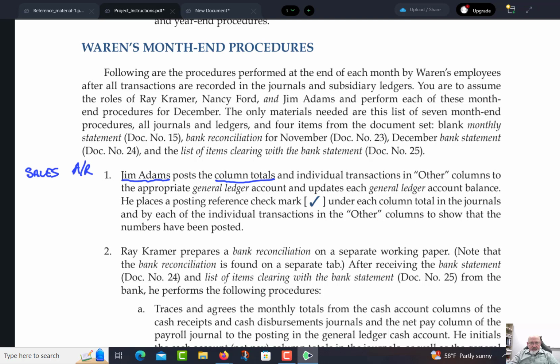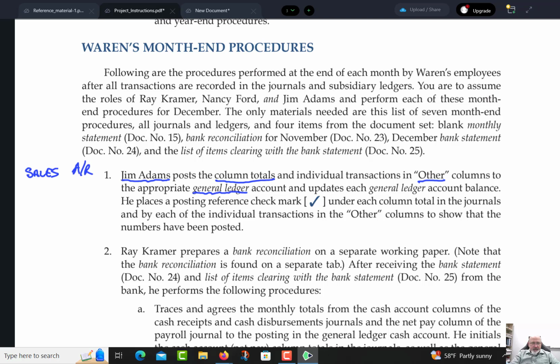You're just going to post that total into the general ledger for those particular accounts and reference whatever journal it's coming from. Then you want to go through the other column and post all of those other transactions to whatever appropriate general ledger account they go to, and make sure all of those are posted and that you put the appropriate check mark next to each item. So all of the others in these journals should be posted.